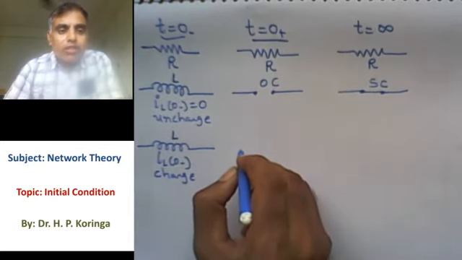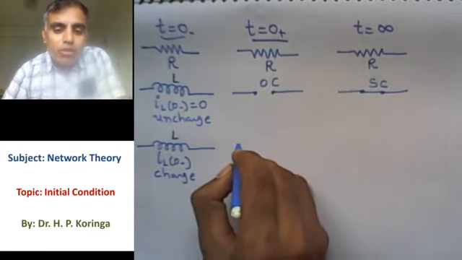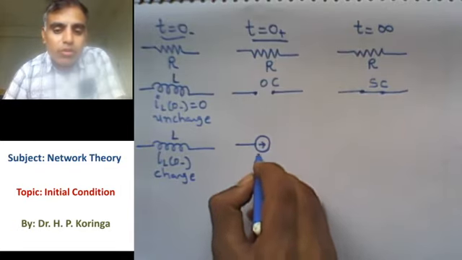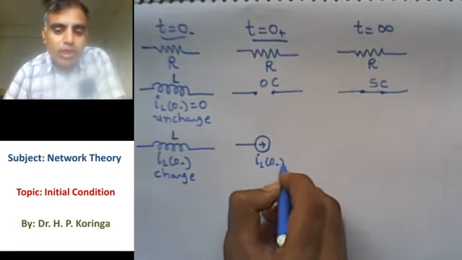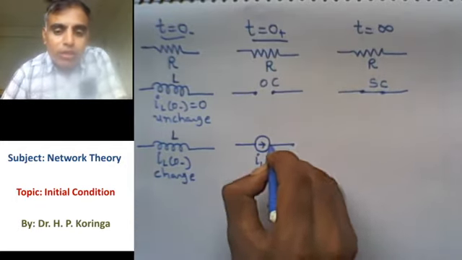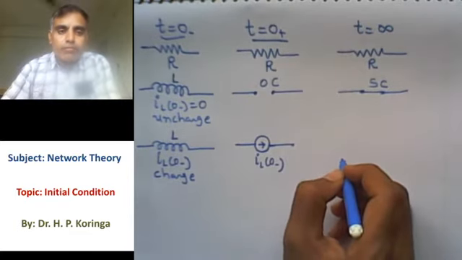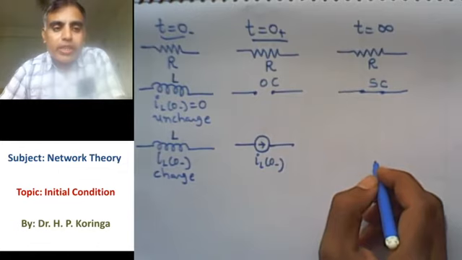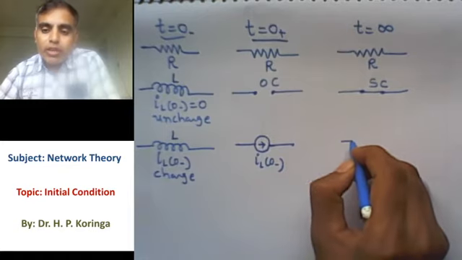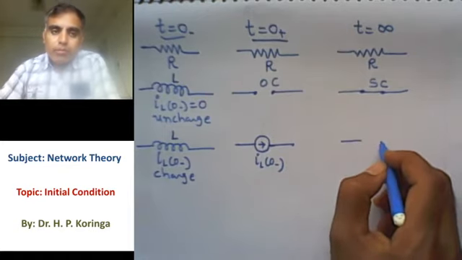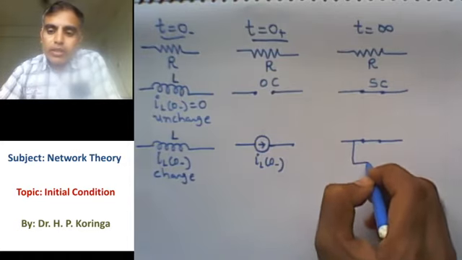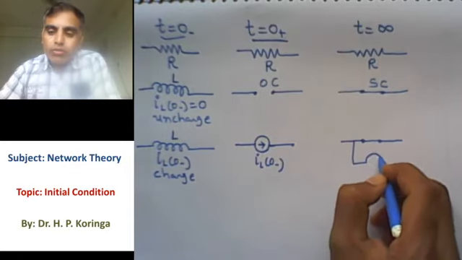Now we know the inductor does not allow an instant change in current, so at t equal to 0 plus, the inductor works as a current source and the value of this current source is IL of 0 minus. Whatever the current at t equal to 0 minus, the same value current source works at t equal to 0 plus time. Right? If we connect the inductor for a longer time in a steady state condition, then it works as a current source in parallel to a current source.